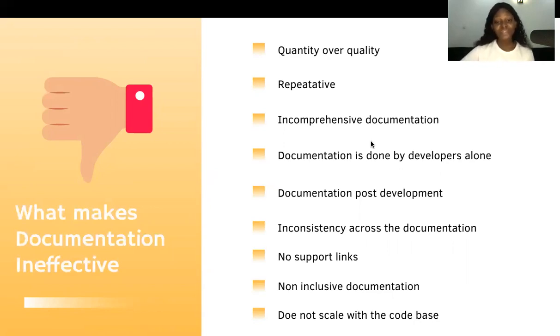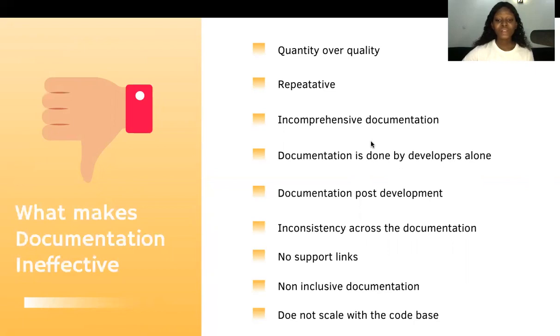And also we have incomprehensive documentation. Yes, your project might be as detailed as it should be, but then how explanatory are the words to the users? Remember, we have a diverse spectrum of users coming to your project. And so is it comprehensive enough for an expert as much as it would be for a beginner using your project? These are the things that you should consider. And if it doesn't, then there's a need to improve on this documentation.